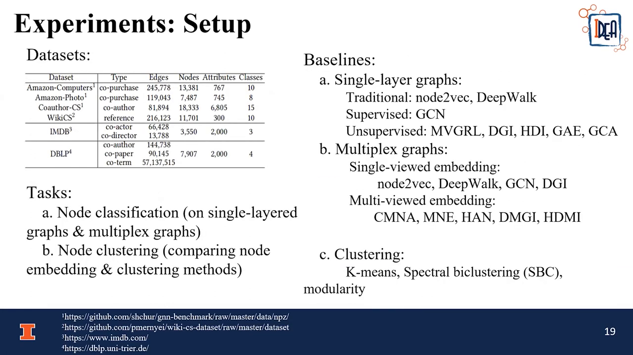Okay, and in the experiments, we use four single-layer graph datasets and two multiplex datasets, listed in this table. For the evaluation tasks, we adopted node classification and node clustering. The compared baselines can be classified into two categories: those designed just for single-layer graphs, and those designed for multiplex graphs. Besides, we also compare our community detector, the DCA algorithm, to other widely used clustering methods.